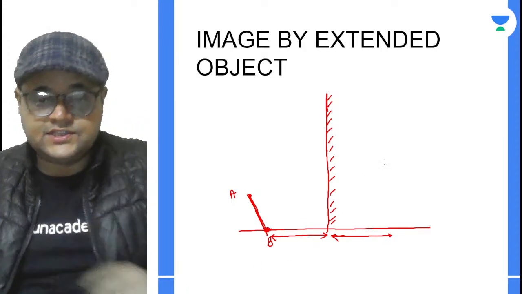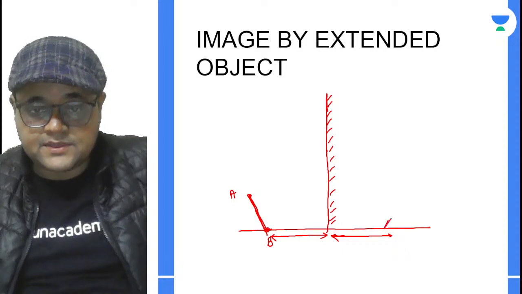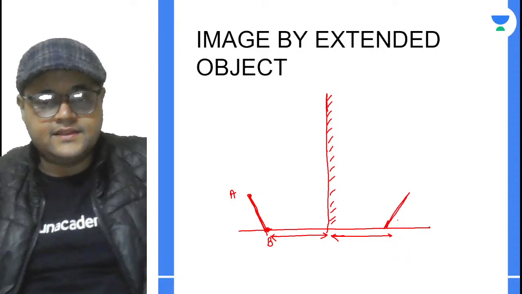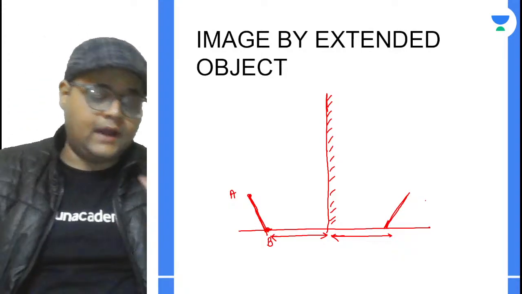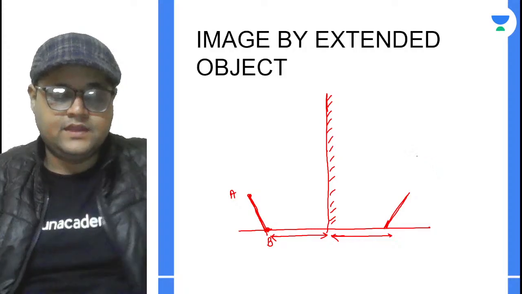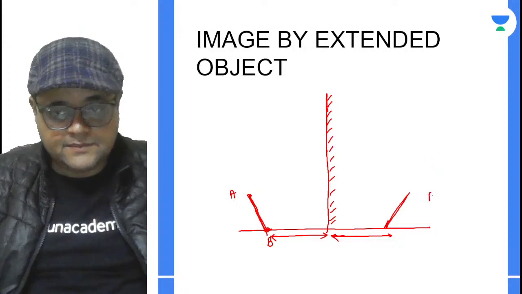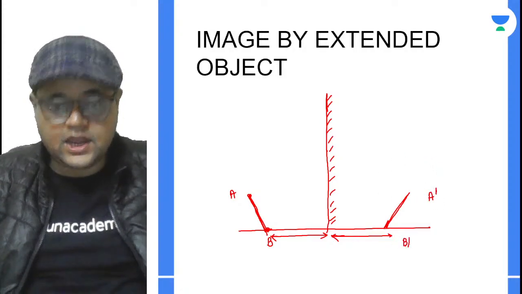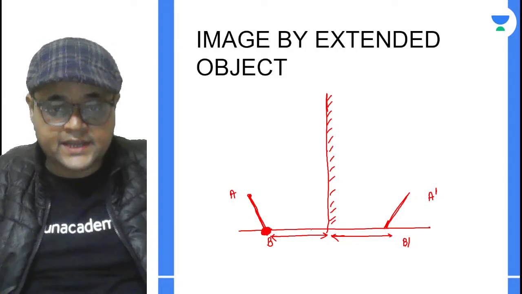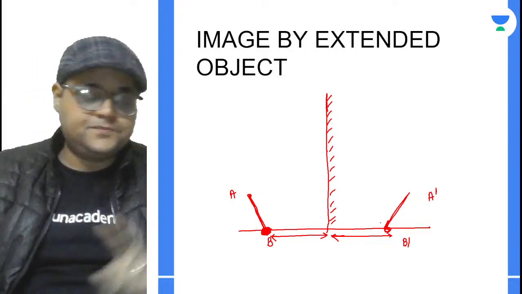Just mark the distance and mark the image. Let us imagine this is the image. I'm just telling you the trick of how to draw the ray diagrams. You have to be very particular with this. Let us say that this image is A dash B dash. Now see what happens. This particular point will have an image at this particular point.